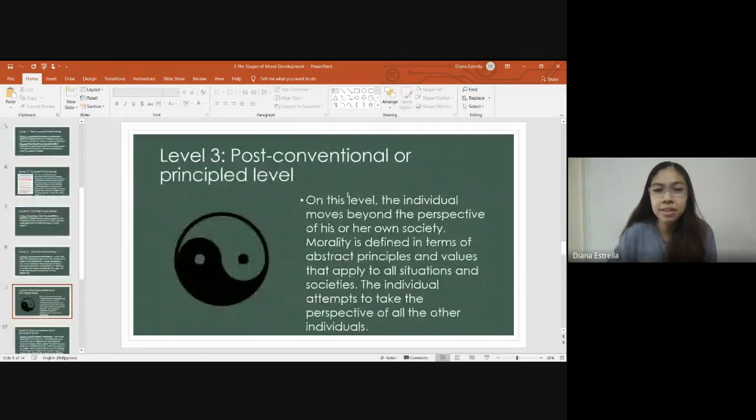Okay. Next, level 3, post-conventional, or ito yung keyword dito, principle. The principled level. So dito, you go beyond your society. Morality is defined in terms of abstract principles or absolute principles, absolute values, like yung mga universal values na discussed natin before, okay, that apply to all situations in society. The individual attempts to take all the perspectives of all the other individuals.